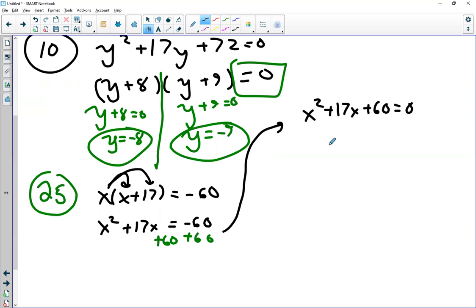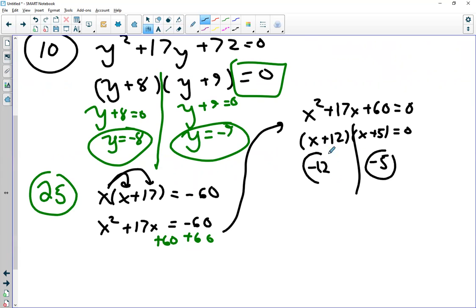Now we're in the setup of the situation we're more used to. Things that multiply to 60 that add to 17. It's positive 60, so I can't do that. Maybe 15 and 4? No. So like 12 and 5. x plus 12, x plus 5 equals 0. And then it'll be negative 12, negative 5. Good, you split and solve. You guys kind of know how to solve this already. Negative 12, negative 5, aka flip the sign.